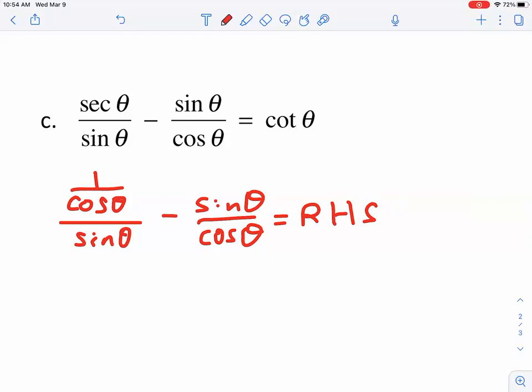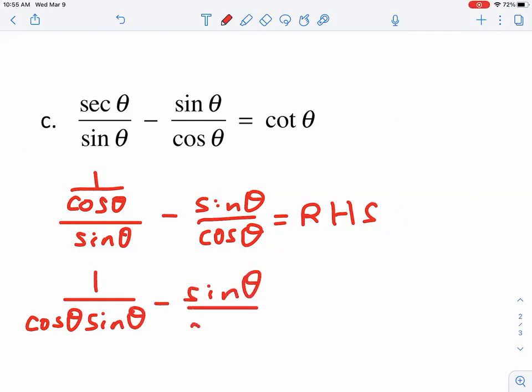All right, so for 1 over cosine theta divided by sine theta, that is going to simplify to 1 over cosine theta sine theta, minus sine theta over cosine theta, equals the right-hand side. Okay, like if you saw this as sine over 1, flipped it over, you would then get that.